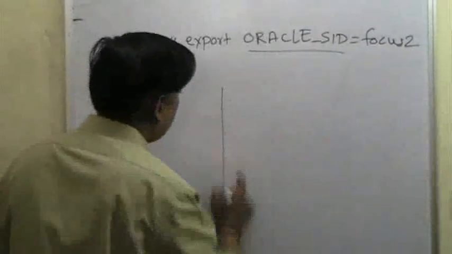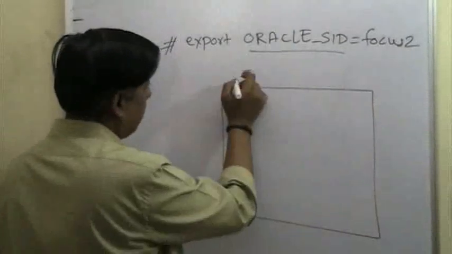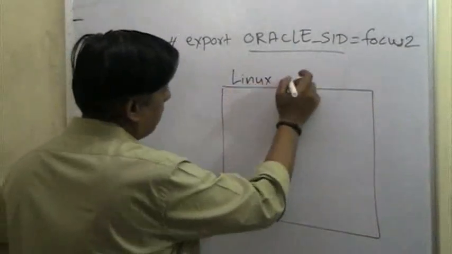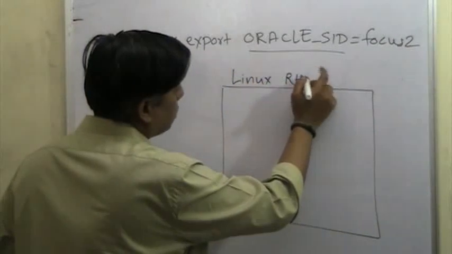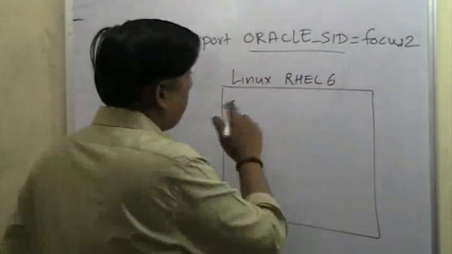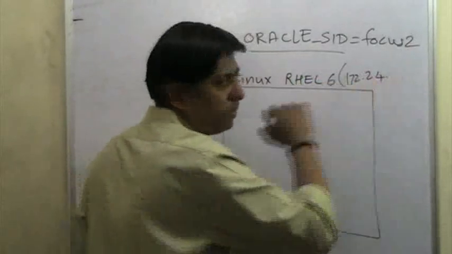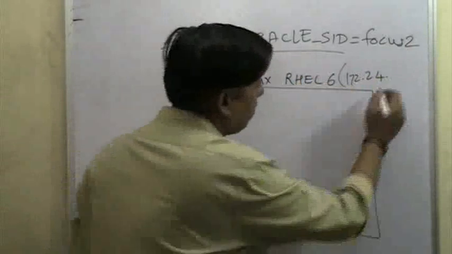We have a machine, whether this is a Windows machine or a Unix machine, I don't care. In our case it is a Linux machine. It is a Red Hat RHEL version 6. We are using RHEL 6 version. What is the IP address of this machine? I think 172.24.8.43.